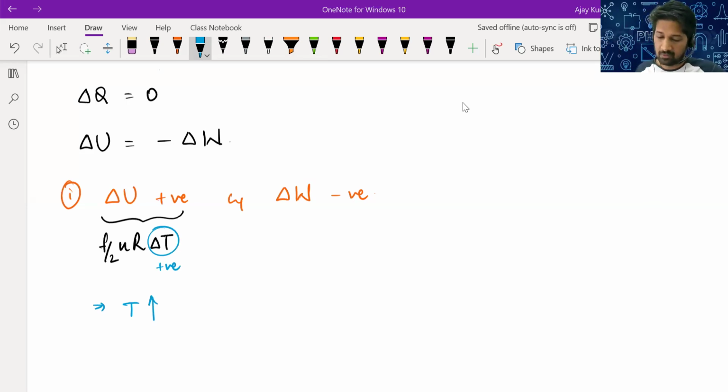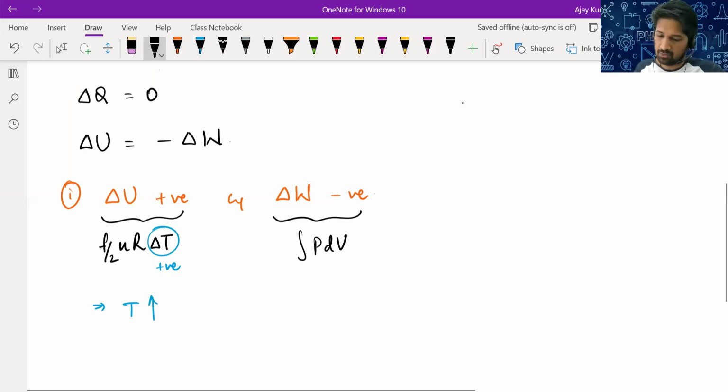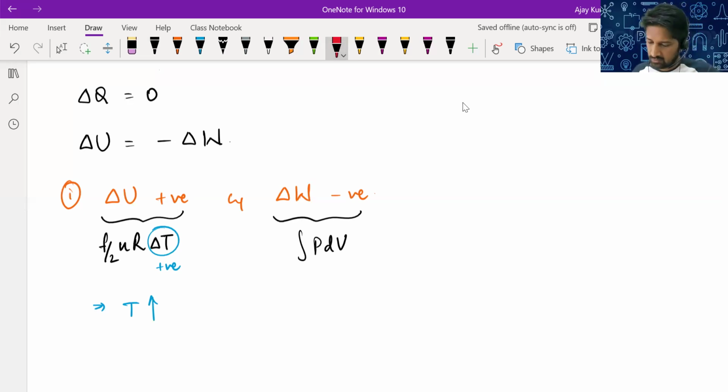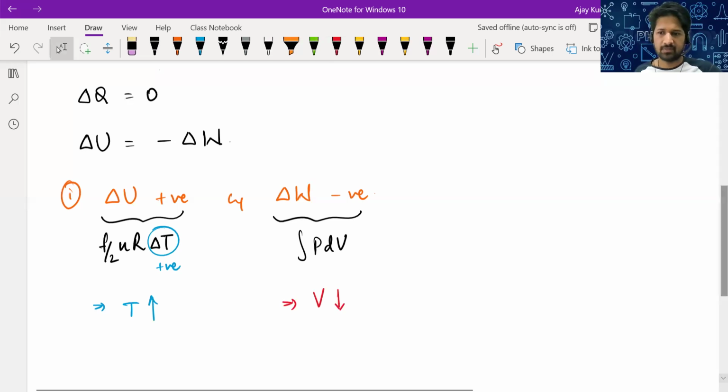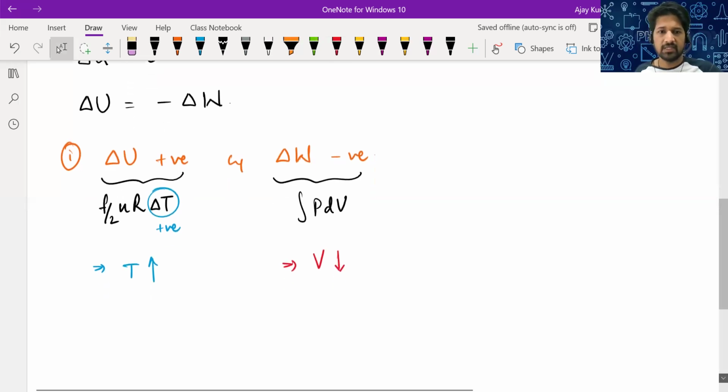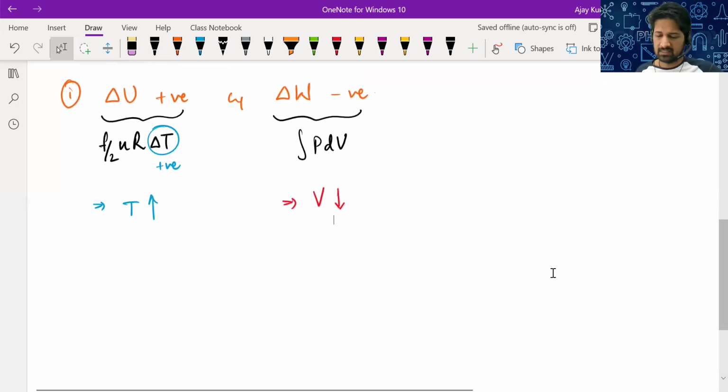If internal energy increases in an adiabatic process, then the work done by the gas will be negative. Now, what is the general formula for work done? Integral P dV. Pressure of a gas can never be negative, but here work done is negative. That means dV is negative, change in volume is negative. Therefore, if temperature increases, volume decreases in an adiabatic process. Temperature is increasing, volume is decreasing.